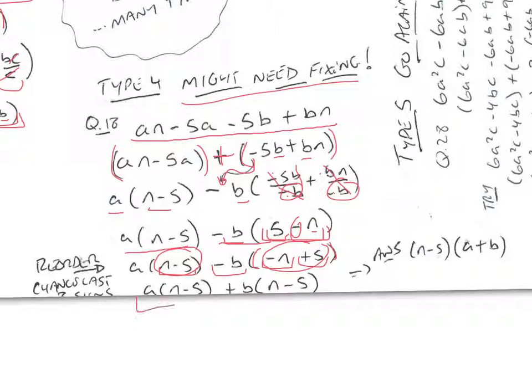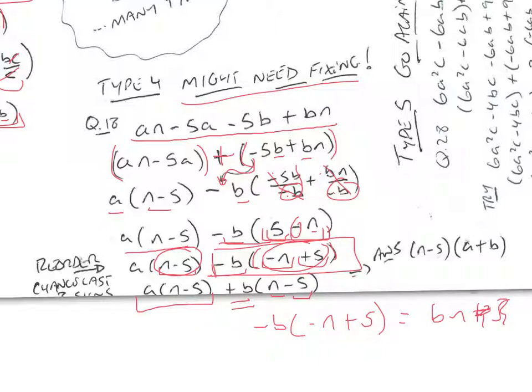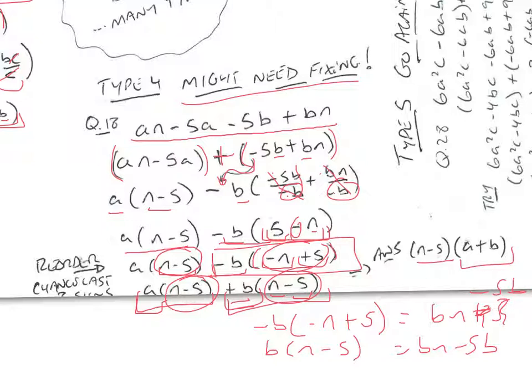So we can do that by simply saying that we still have a times n minus 5 here, but we change the sign of the three terms. So minus b becomes plus b, minus n becomes n, plus 5 becomes minus 5. Because minus b by minus n plus 5 is equal to bn plus 5, minus 5b, and b by n minus 5 is equal to bn minus 5b also. So it's the same thing. It's okay to rewrite it like that, but the beauty of rewriting it like that is that we now have a standout term, n minus 5, and another term, a plus b, and they are the factors of this term here.